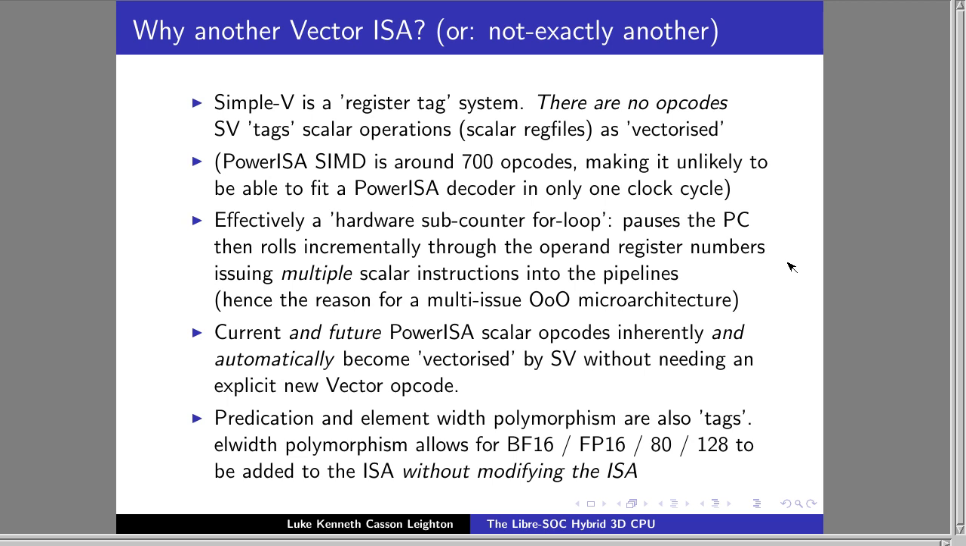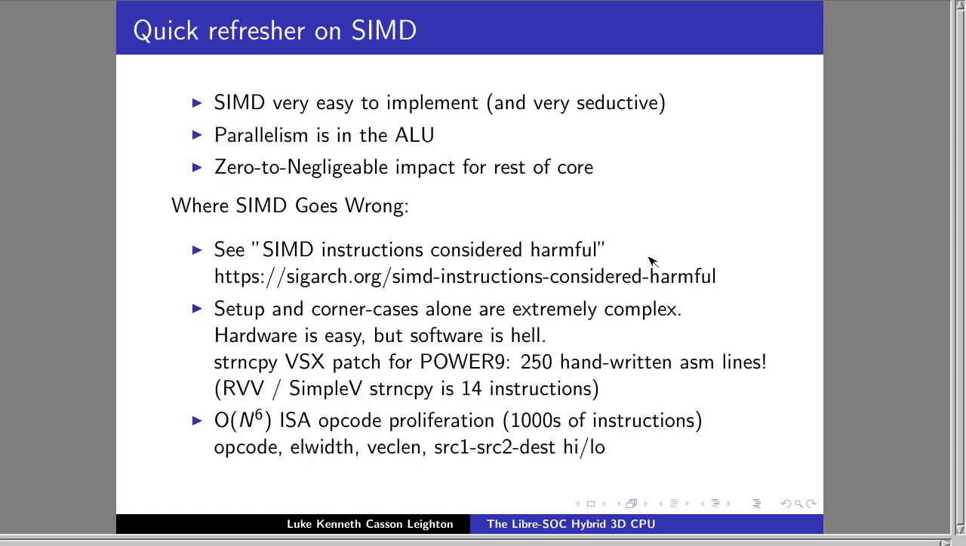Predication and element width polymorphism are also context or tags. So this allows us to add BF16, FP16, and 128-bit to the instruction set without modifying the instruction set. It's a paradox. You add things to the instruction set without adding things to the instruction set because it's inherently already there. And that saves huge amounts.